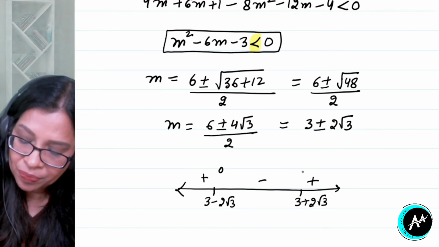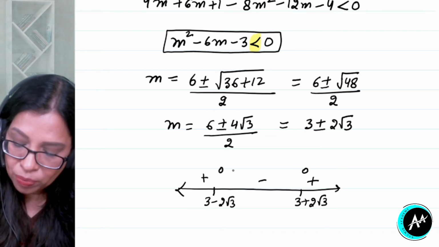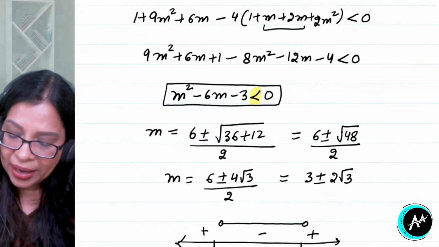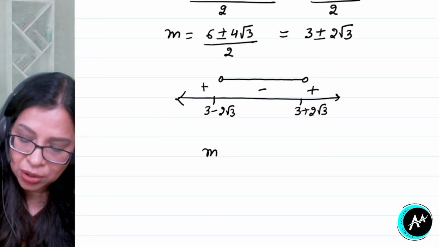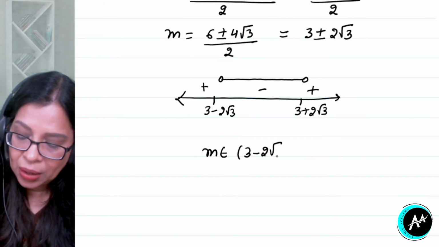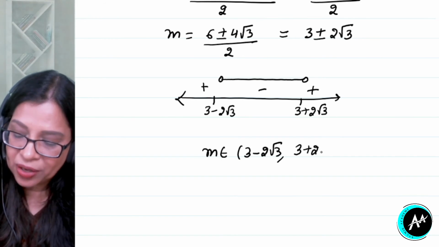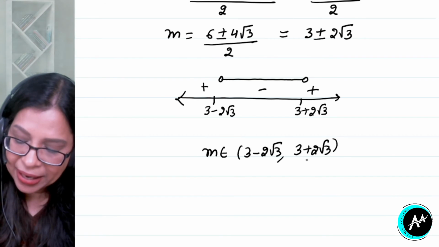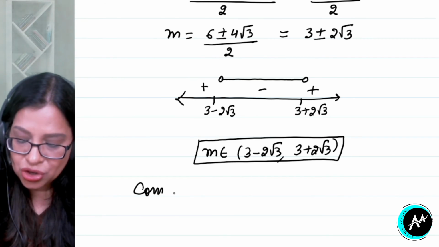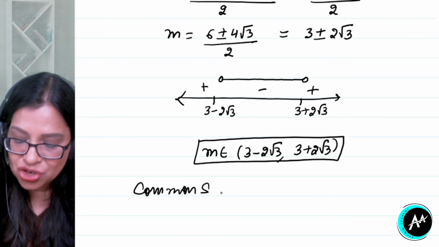blank circles. And less than 0 means the minus region will be the answer. Is it okay? So that means here m is belonging to this interval 3 minus 2 root 3 to 3 plus 2 root 3. Alright. So this is the second condition. Now let us take the common solution, alright, of both the conditions.